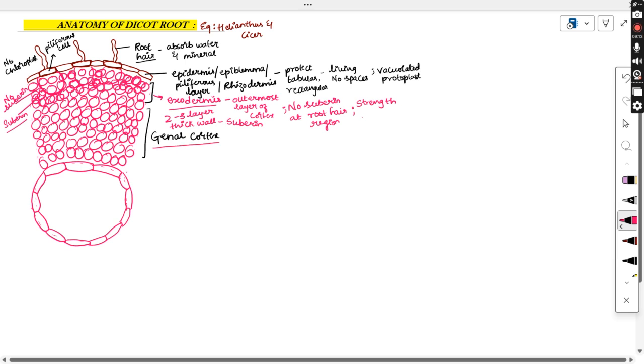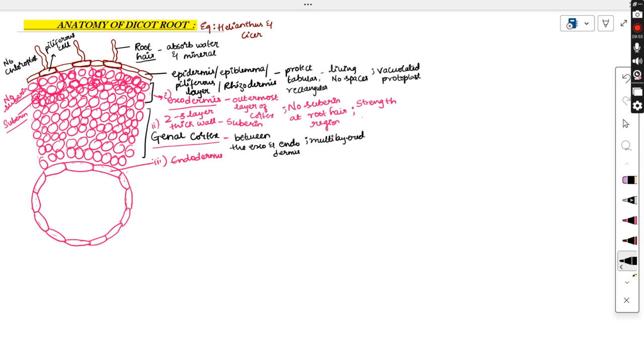Coming to the cortex, the second region is the cortex, and below the cortex we have the third region, that is the endodermis. The region which is present between the exodermis and the endodermis is called the general cortex. Usually it is a multi-layered part. The cells present in this are mainly parenchymatous cells.